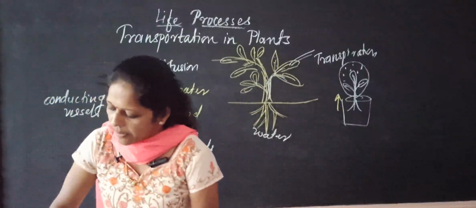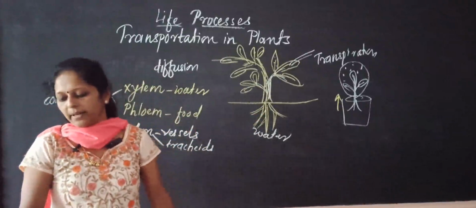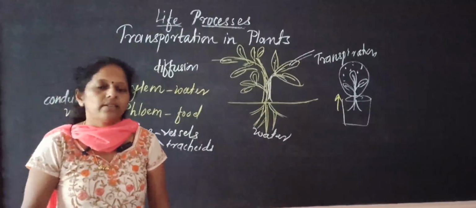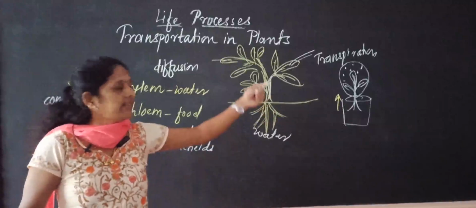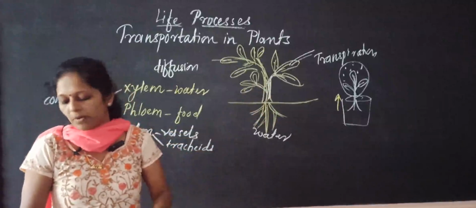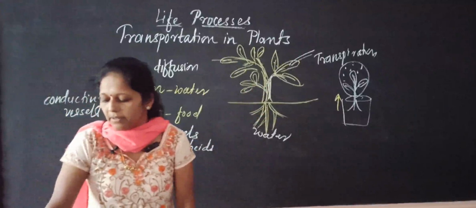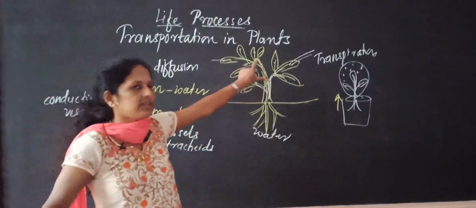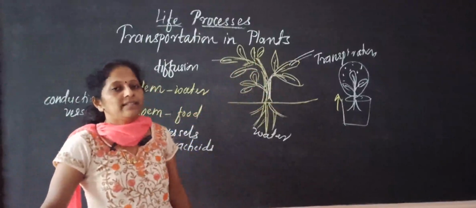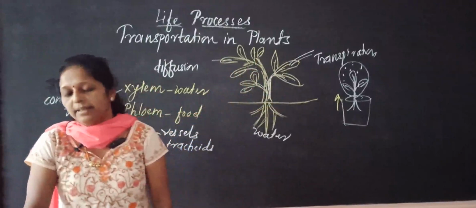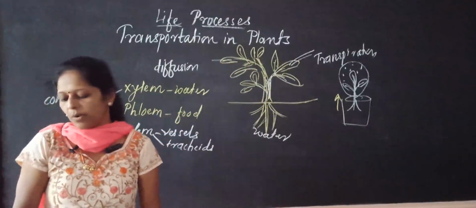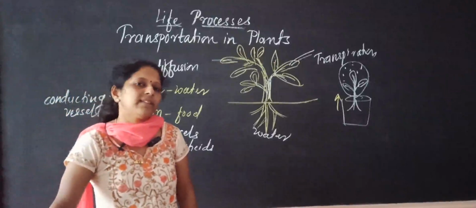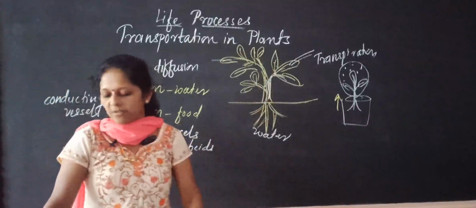So the loss of water in the form of vapor in the aerial part of the plant is known as transpiration. Aerial means the part which is present in the air. From that part there is a loss of water in the form of vapor, and that process is called transpiration.